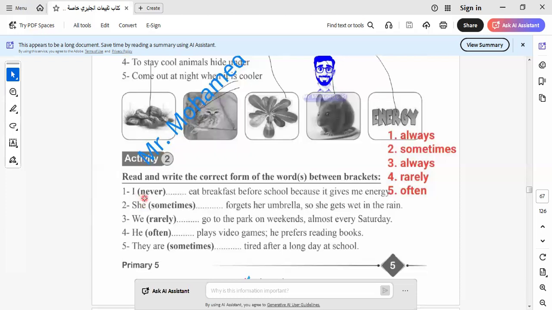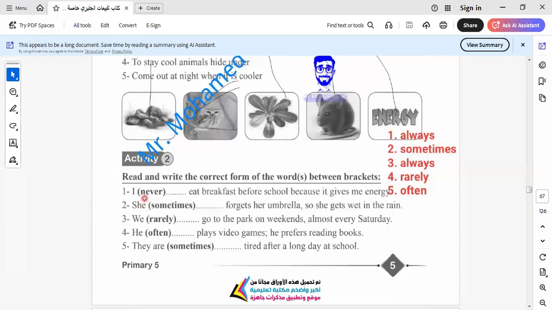Here, I would like to say something: the adverb of frequency comes between the subject and the verb. Like this one, we say I always do something, I always play, or I always read. So the adverb of frequency is between the subject and the verb. We must do this. Okay, here we say I space eat breakfast before school because it gives me energy.